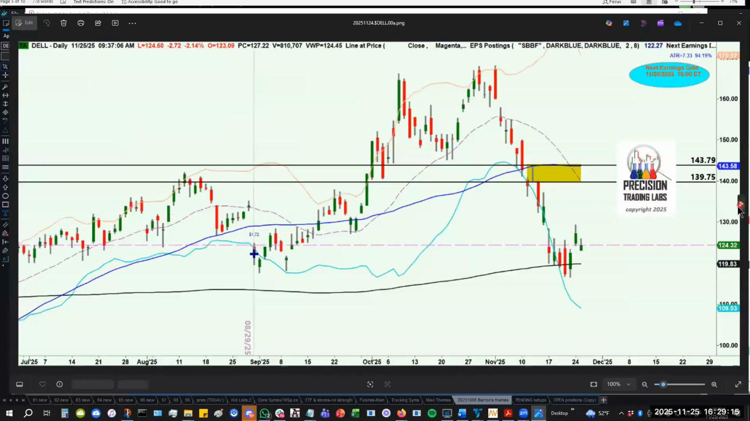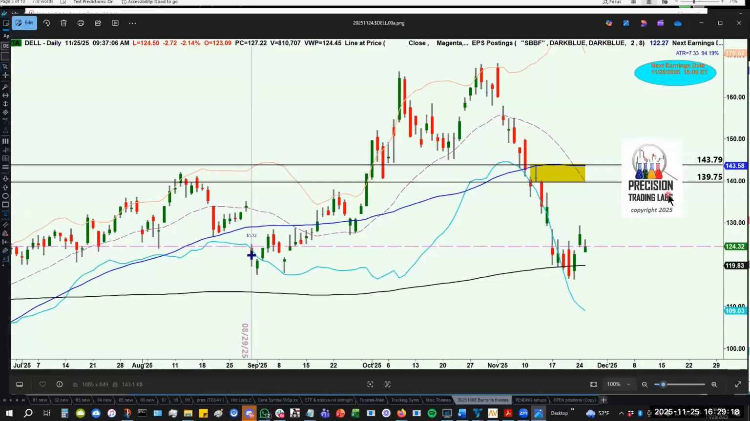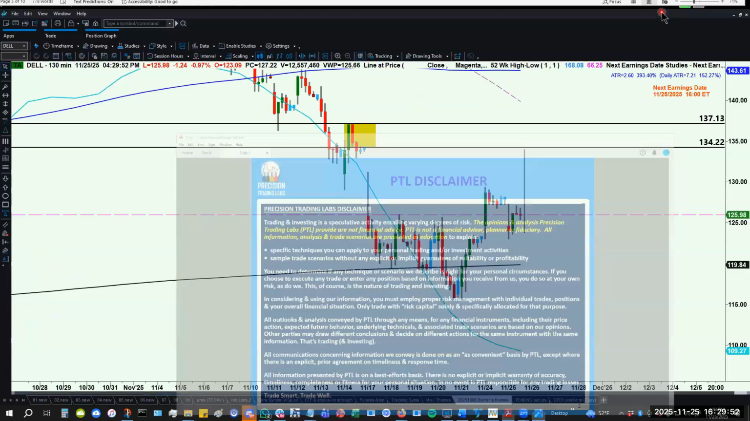Another symbol we were looking at was Dell, and in fact they had this big article about buying Dell because it had all the various attributes. The interesting thing about Dell is if you look up here, the next earnings date is now. In fact, I'm going to go to the live chart here because today is November 25th. So theoretically, this should have already happened. So I'm going to take a quick look at the live chart, and we'll see what we have here.